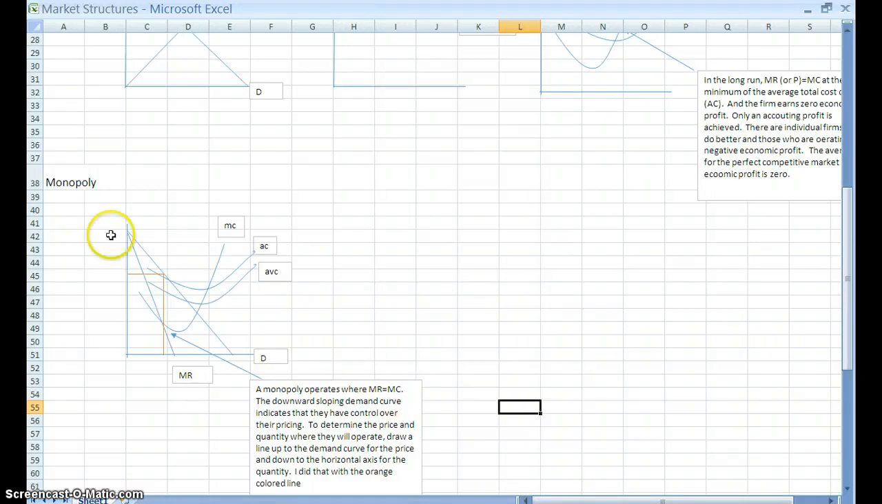What happens then is they have a downward sloping demand curve because they can distinguish their product from someone else. If you cannot make your product look any different than anybody else's, then you're going to be in perfect competition, which we just discussed up above.